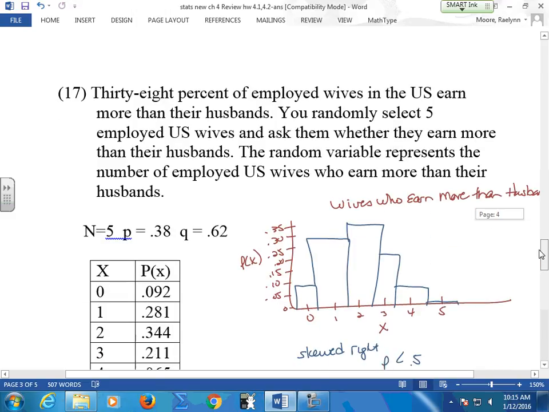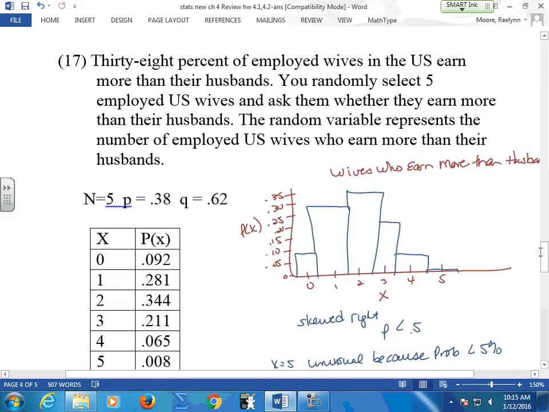Okay. Another one, we just did another one. We did a couple of them. 38% of employed wives in the U.S. earn more than their husbands. You randomly select 5, there's your n, and ask them whether they earn more than their husbands. They say yes or no. Success or failure. Now remember, your success or failure is based on your scenario. 38% is not more than 50, I realize, but it is the success of this scenario. So you're going to set up your table, 0 through 5.